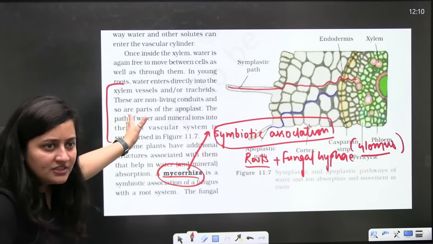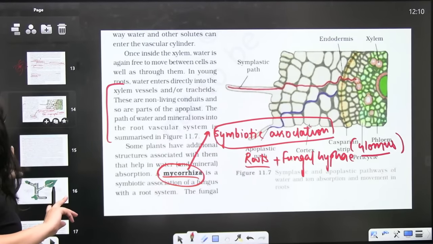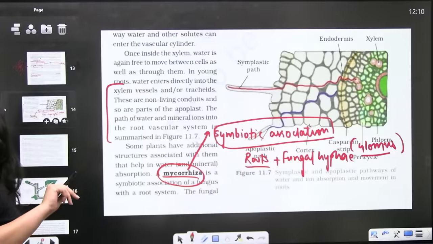Is that clear? Any doubt from this part? Questions will come from this part. Okay, sure. And yes, let me conclude now.